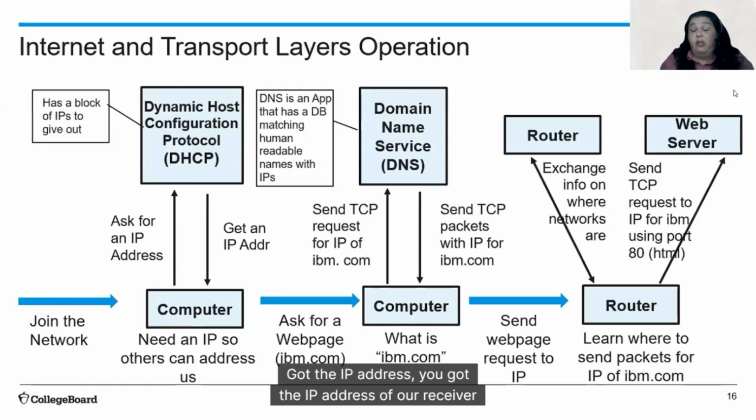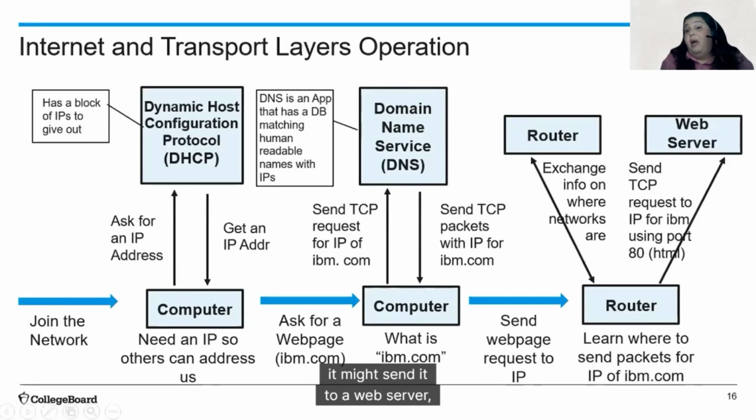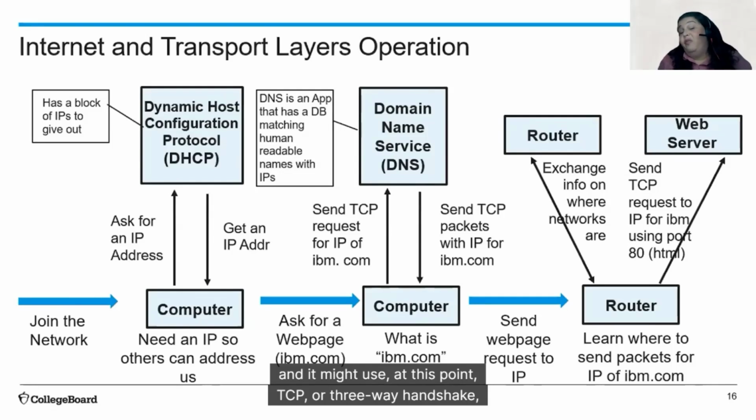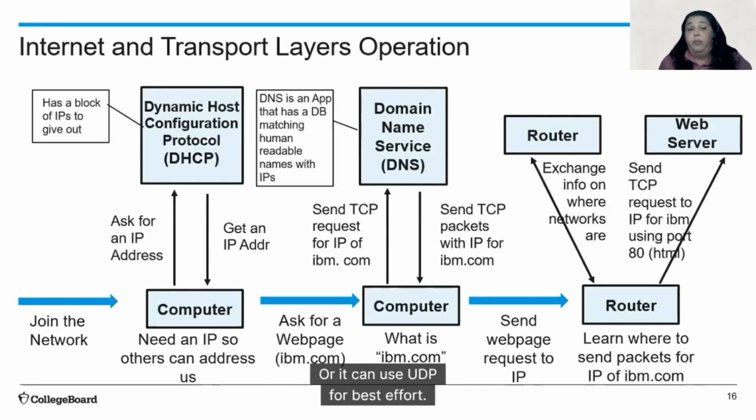Got the IP address. You've got the IP address of our receiver over there. We've got our packet flowing, and the router is going to learn where to send the packets and help move things along. It might send it to another router. It might send it to a web server. And it might use at this point TCP with a three-way handshake to make sure it got where it needed to go, or it can use UDP for best effort.